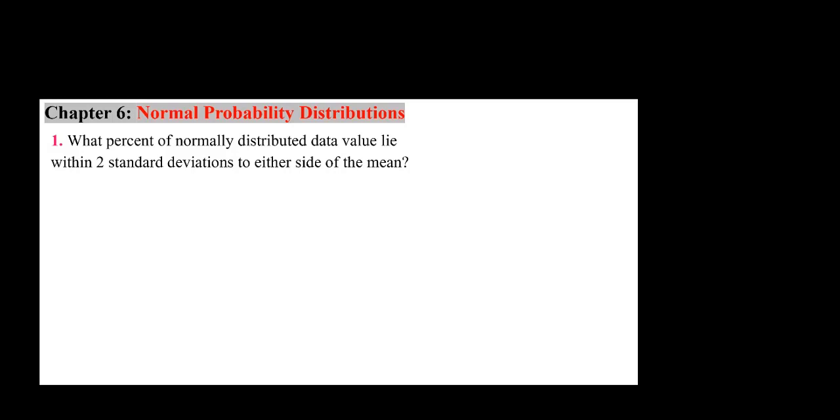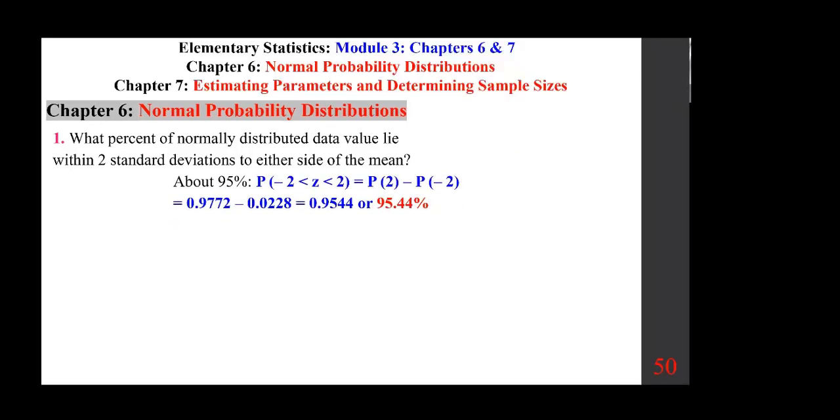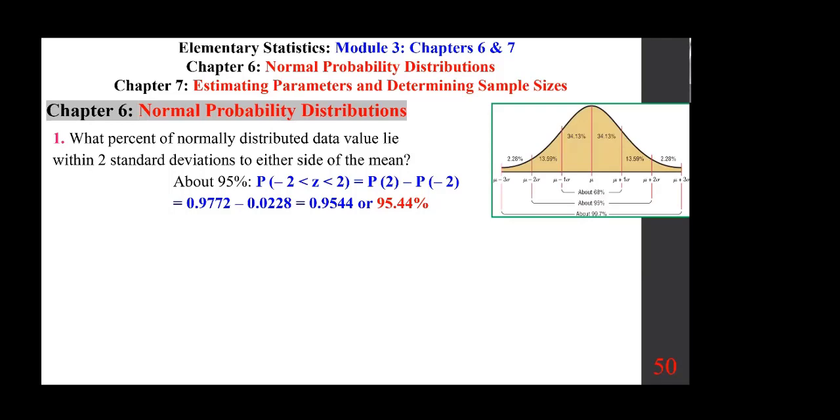I hope you remember the empirical rule, the concept that if you start from the mean and you go one standard deviation away, it covers 68% roughly. If you go two standard deviations away from the mean, it covers about 95%, and three standard deviations away will cover almost everything, 99.7%. Now, how do we come up with that? We can use the Z table, and it results in 95.44%.